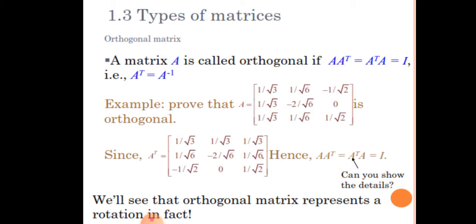Here, if you take A as this matrix, A transpose means you interchange the rows and columns. After that, if you multiply A into A transpose, we get the unit matrix. Unit matrix means, again I'm saying, only the main diagonal has one values, 1 1 1 1, and the remaining are all zeros. That is called a unit matrix. We will see that the orthogonal matrix actually represents a rotation.